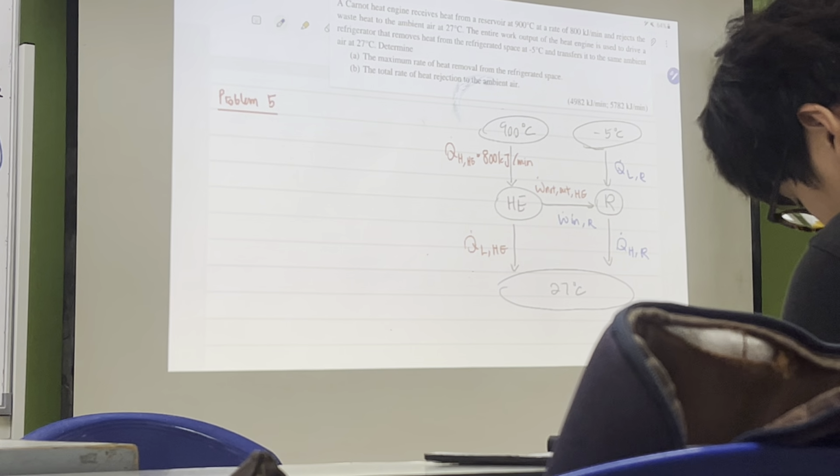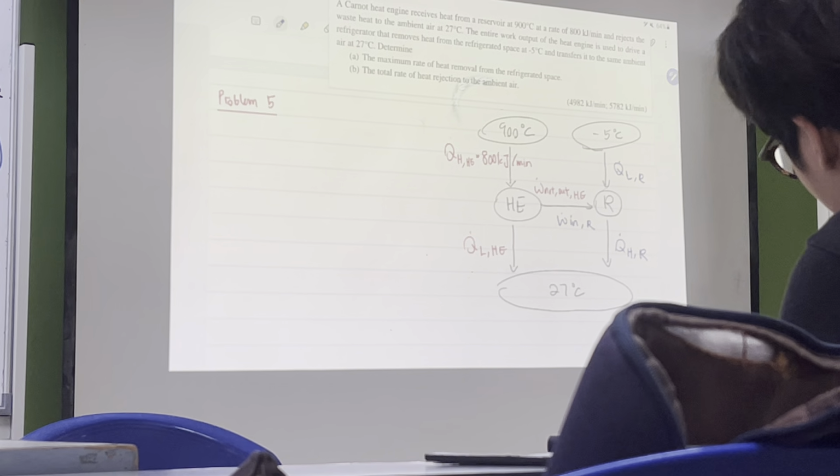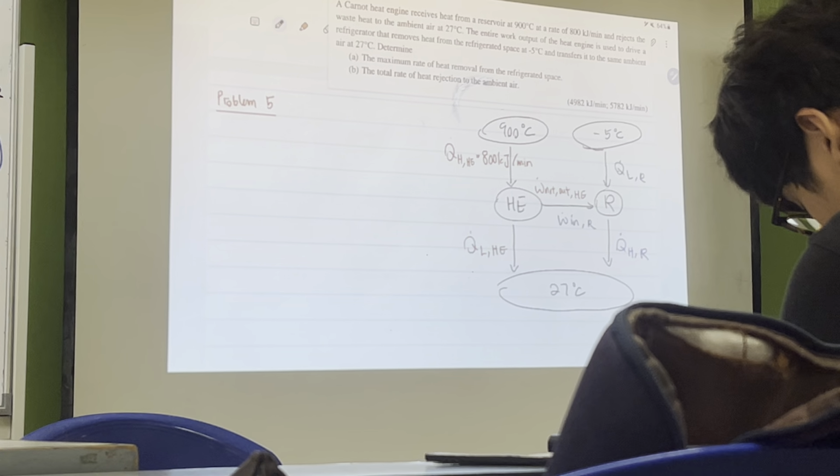Okay, so this is roughly how it looks. Make sense to you? Anyone that cannot understand this diagram?